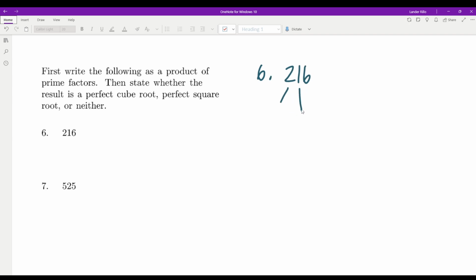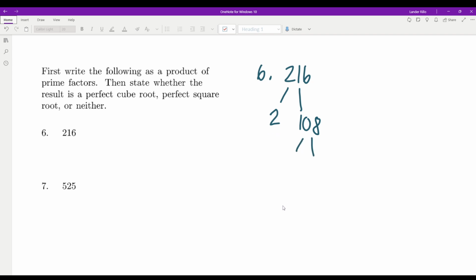We have to prime factorize it. So what is something that we can divide 216 by? Well, I know since it's an even number, we can always divide it by 2. You can also divide it by other numbers like 4 or 8, but I guess for a start, we just divide it by 2. It's 108. This is a prime number, so we can stop there.